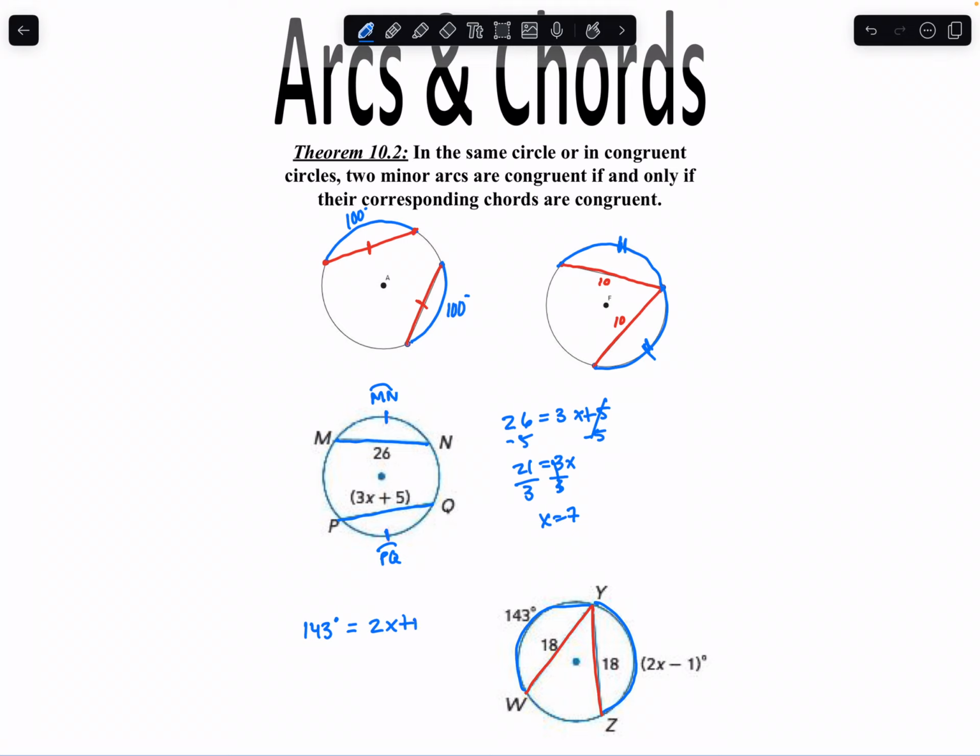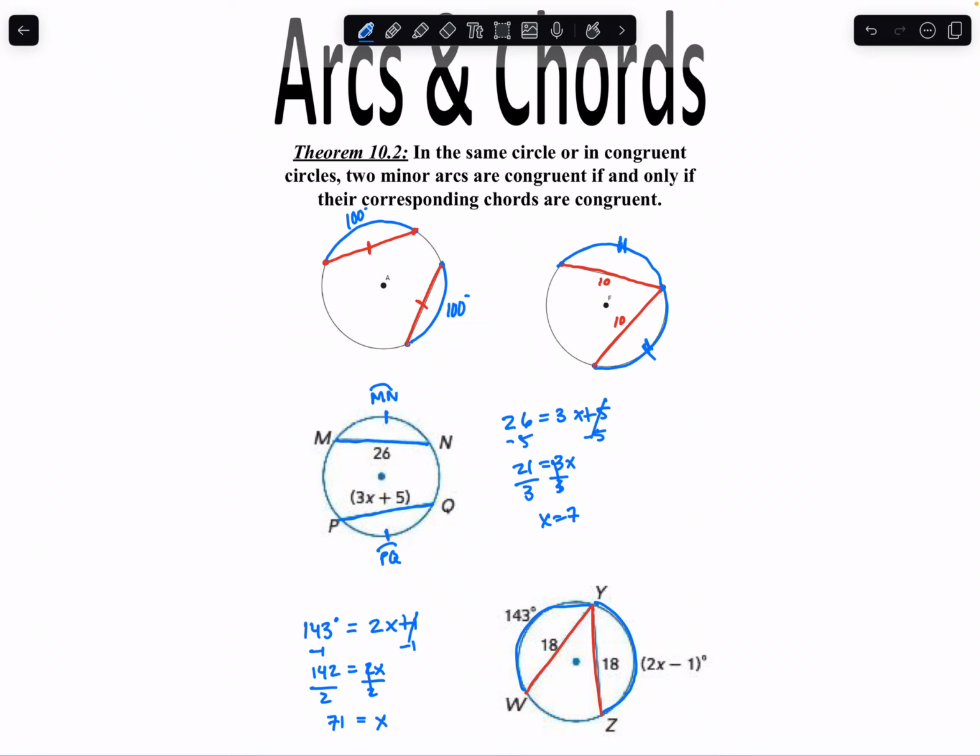Simple as that. The arcs are congruent, the chords are congruent, and vice versa. If the chords are congruent, then the arc measure will also be the same. And once we set them equal to each other, we solve for x. This is 142 equals 2x. Divide both sides by 2. X equals 71.